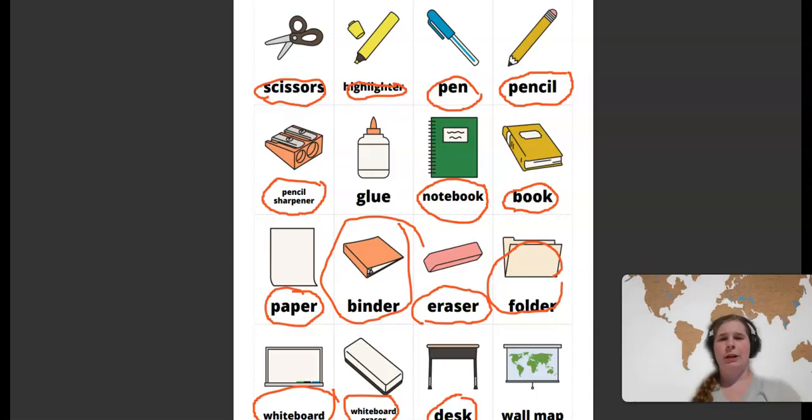What does the teacher have in the classroom to show countries in the world? A wall map shows countries of the world in the classroom. Wall map. What is sticky that I use for projects or crafts? Glue is sticky. I use it for projects and crafts.